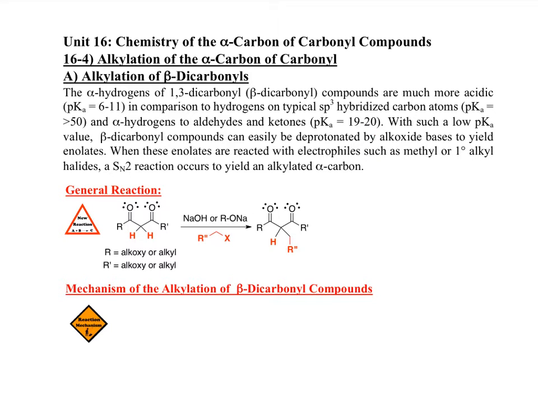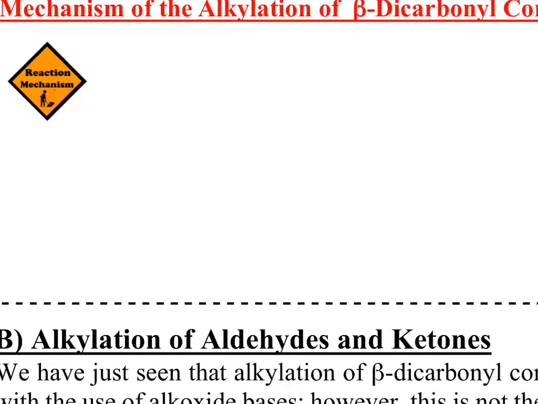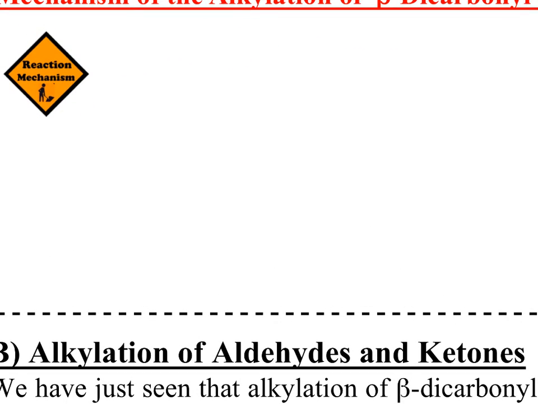And what this means is that we can use bases such as sodium hydroxide or alkoxide bases and pretty much quantitatively make our enolate. Once we make our enolate, if we treat that enolate with a primary alkyl halide or methyl alkyl halide, it will do an SN2 reaction and we'll add our alkyl to the alpha carbon here. And again, this is under basic conditions, so we're going to form an enolate. And so let's draw our mechanism.